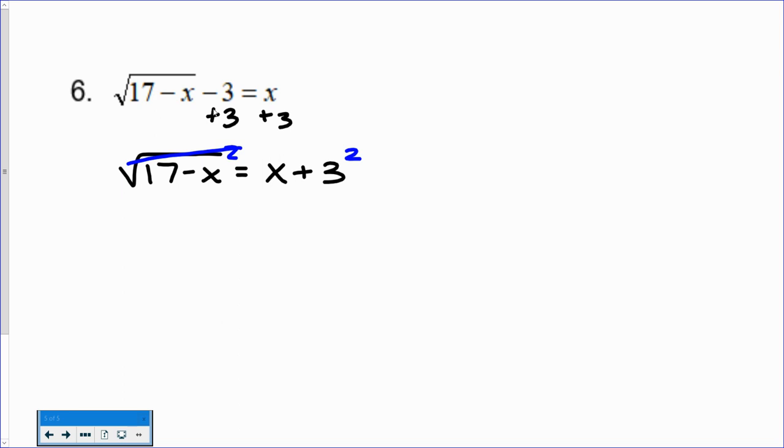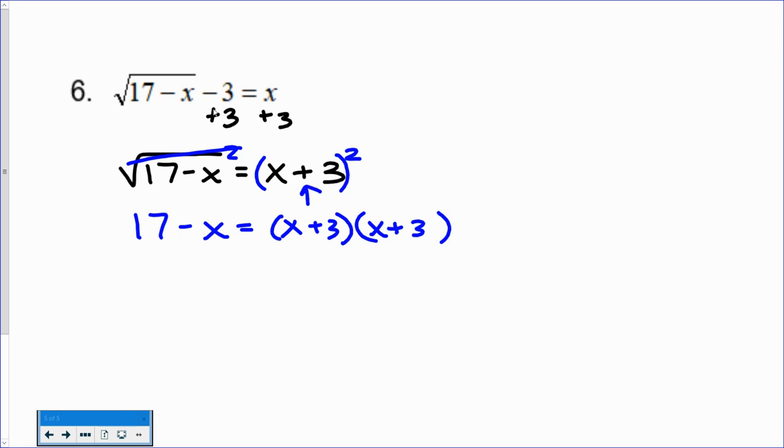When I square the right side, I'm not just going to write the squared at the end, because that means I'm only squaring the 3. I'm squaring this entire side, so I'm going to need to use parentheses. So 17 minus x equals x plus 3 squared. When I square that, make sure you write it out twice and actually distribute this, because if it's separated by addition and subtraction, you need to use FOIL or double distributing. Okay, I can't just square the x and square the 3 when I'm adding those two together.